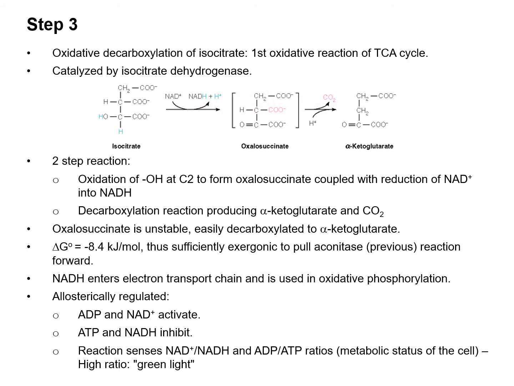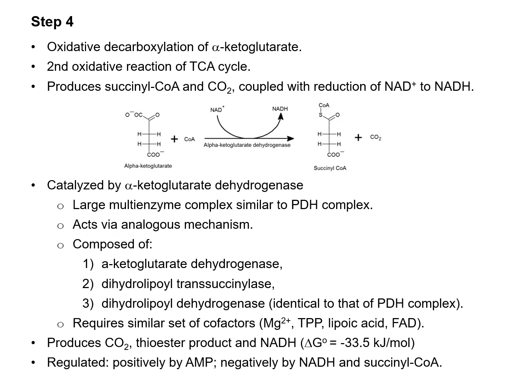go forward. In step 4, there is an oxidative decarboxylation of alpha-ketoglutarate, and this is the second oxidative reaction of the TCA cycle. So it produces succinyl-CoA and carbon dioxide, coupled with the reduction of NAD plus into NADH. And this reaction is catalyzed by an enzyme called alpha-ketoglutarate dehydrogenase. And this is also a large multi-enzyme complex which has a similar structure and function to the PDH complex, and it acts through the same mechanism as the PDH complex.